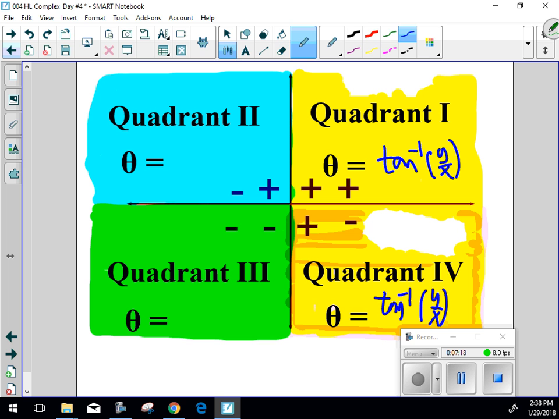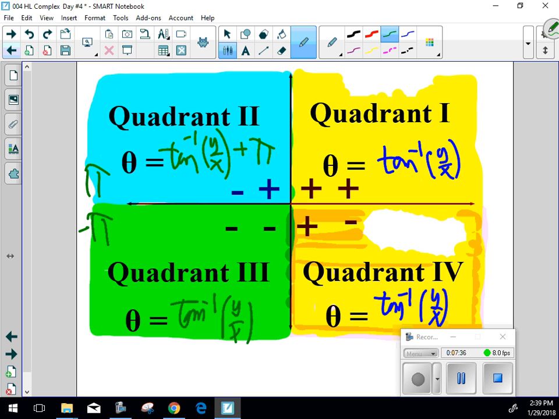Okay? But if you're in quadrant 2, we only go between pi and -pi by convention. You're going to take the inverse tangent of y over x, and you're going to add pi to get this one, and you're going to subtract pi to get this one. And that doesn't make a lot of sense right now. I'll prove it tomorrow, and we'll do a little bit more with it.